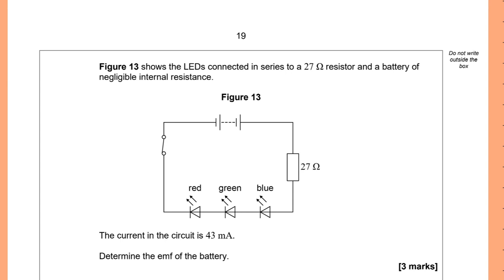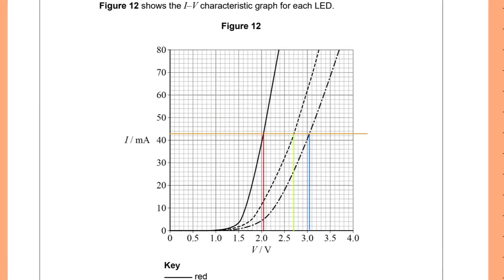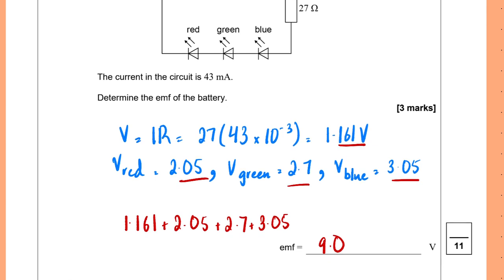The simplest method to do this is to just say that if I have all the voltages, I can just add them to get the EMF. So for this, I can use V equals IR, so 27 times 43 milliamperes, which turns out to be 1.161. For the others, because I know the current, I can read the graph to find out the voltages across each of these, and then because this is a series circuit, I'll just add all of these up. So that's what I've done here, is that at 43 milliamperes, I've had all of these voltages read. So for example, this is 2.05, this is 2.5, this is 3.05. So these are the voltages which are also given here. I add all of these, and to 2SF, the final answer is 9 volts.